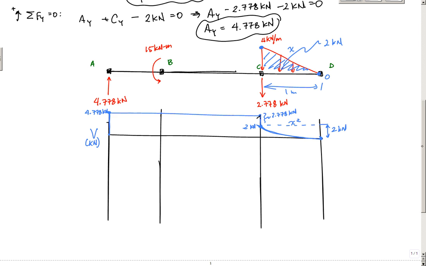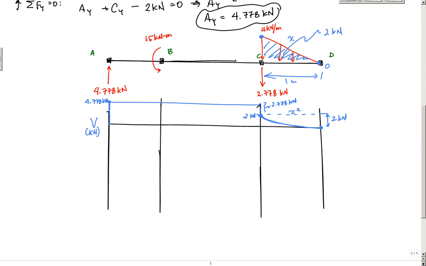And now for the moment diagram, I go over here. So let's draw the moment diagram here. Bam, got the horizontal line there. And here again, this is my moment. The units are kilonewton meters.